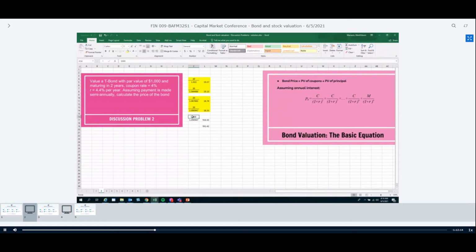Also, we have to get the present value of the principal. So that's 1,000. And then the denominator, divide by 2 pa rin. And then raise to the power of 4, because there are 4 payments in 2 years, since it's semi-annual. Again, add the present value of the coupons plus the present value of the principal, and then you will get the total bond price.